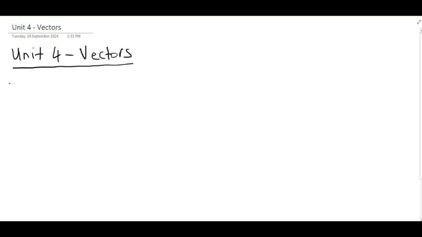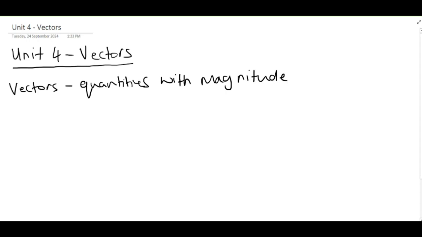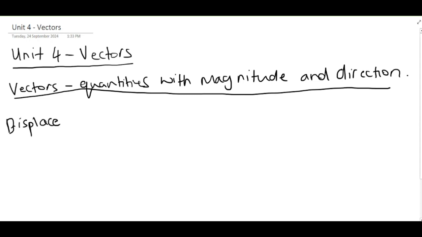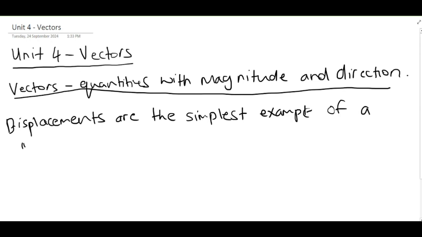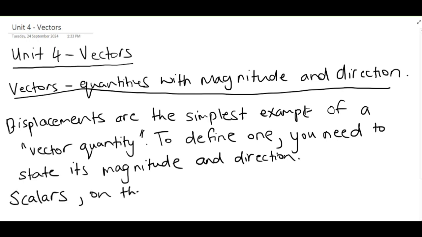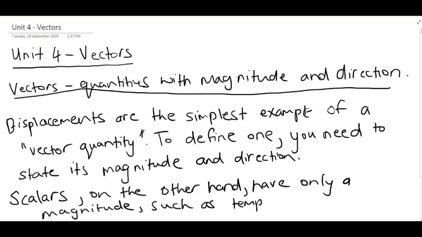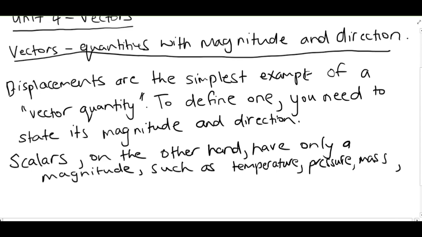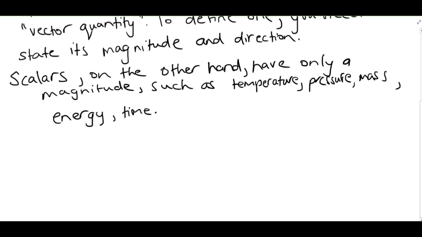We are now moving on to unit number 4, which is titled vectors. Vectors are quantities that have magnitude as well as direction. Displacements are the simplest example of a vector quantity, and in order to define a vector, you need to state its magnitude as well as its direction. On the other hand, there are what we call scalar quantities, which only have a magnitude, such as temperature, pressure, energy, as well as mass and time.